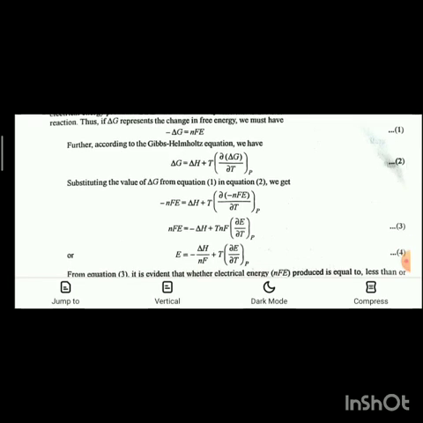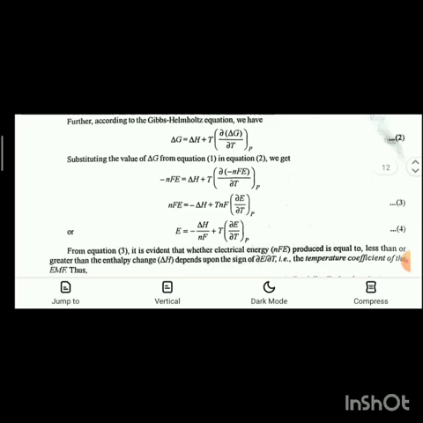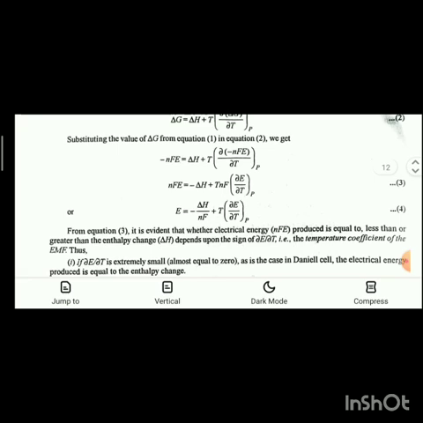According to the Gibbs-Helmholtz equation, ΔG = ΔH + T(∂ΔG/∂T) at constant pressure. Substituting the value of ΔG: −nFE = ΔH + T ∂(−nFE)/∂T at constant pressure. So nFE = −ΔH + T nF(∂E/∂T) at constant pressure, and E = −ΔH/nF + T(∂E/∂T) at constant pressure.